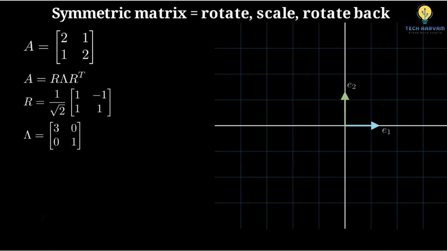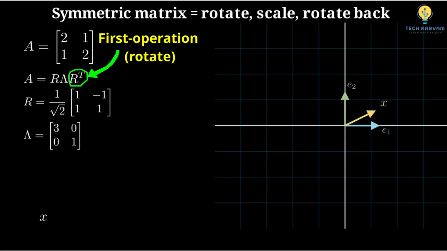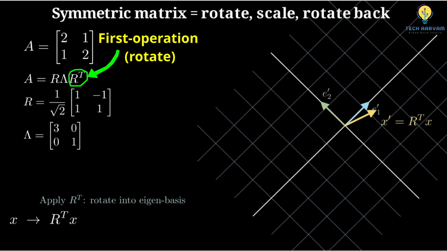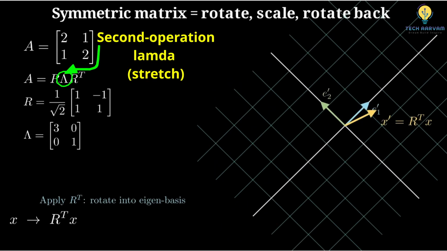So let's look at the visual and understand this a little bit more. We are taking a vector. This vector has the component directions E1 and E2. First, R transpose is the first operation that we do. X dash is R transpose X. That is, we have rotated the coordinate grid here. The next operation that we do is lambda. Lambda is a diagonal matrix. R lambda R transpose is what we have here.